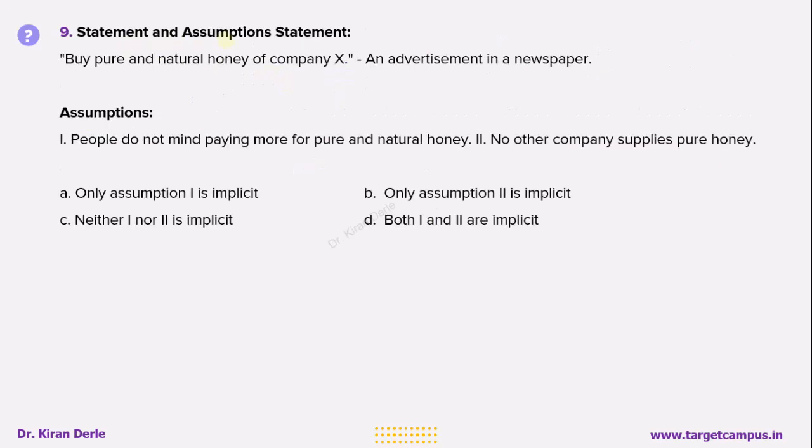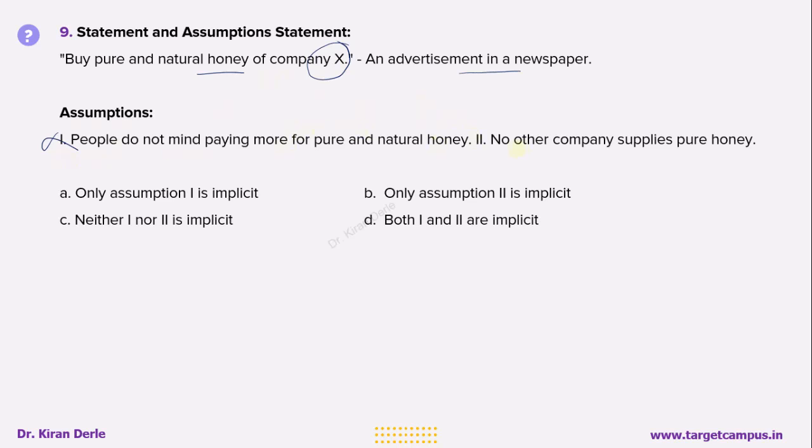Statement and assumption. Buy pure and natural honey of company X, an advertisement in a newspaper. Fine. So there is an advertisement in a newspaper that you buy pure and natural honey of company X. So obviously this is an advertisement done by company X. Fine. So what can be assumptions before making this statement in an advertisement? Will this be an assumption, that people do not mind paying more for pure and natural honey, right? There is no mention of price or something, so this is not an assumption of that particular company while making this advertisement.